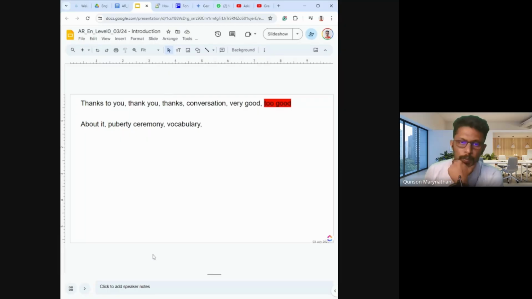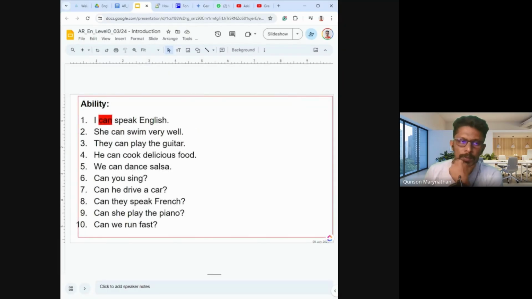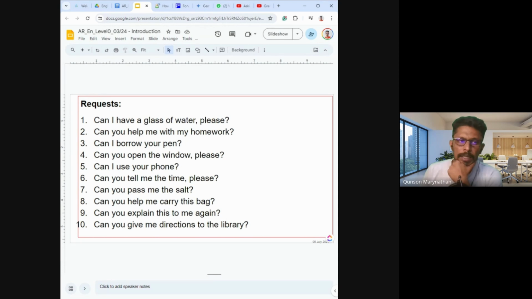So in the last class, we talked about a few things. We talked about abilities, what somebody can do. I can speak, she can swim. These are abilities. And you can also ask questions about abilities. Can you sing? Can he drive a car? Can they speak French? Okay. You're giving a statement about your ability that you can do something, and you are asking questions about somebody else's statement whether they can do something. Can you do? Can he drive? Something like that.